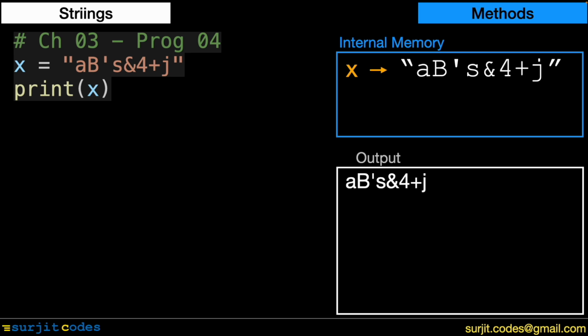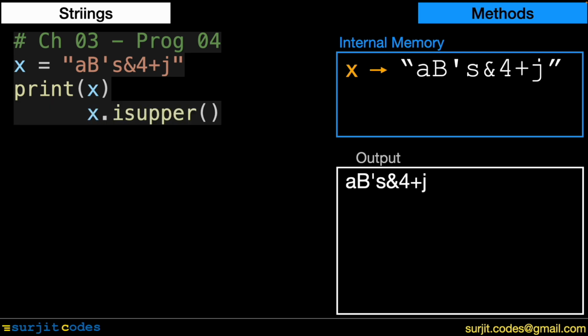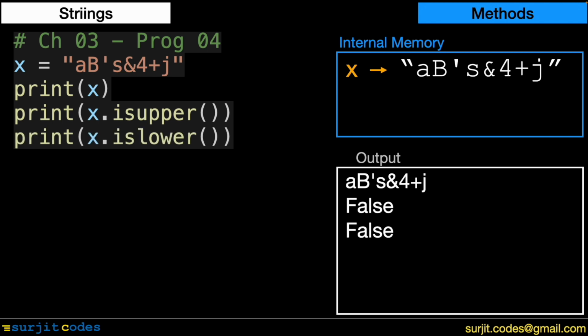Consider a string x. We save it in memory and print it. Note that we cannot terminate a string starting with double quotes by a single quote. So the single quote is a part of this string. isupper is a method of the string class. This checks if all alphabets of the string are in uppercase or not. The result is false because variable x has some lowercase alphabets, namely a, s, and j. x is not in lowercase either because capital B is present in it.